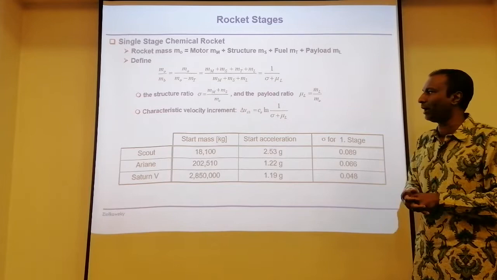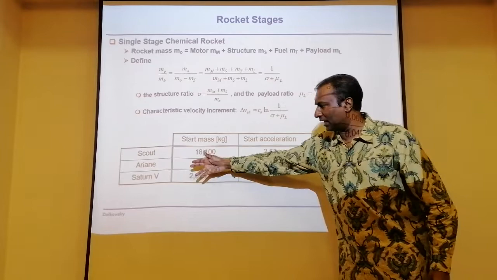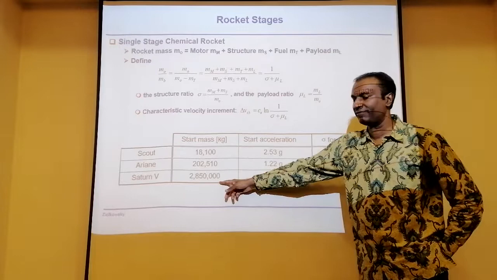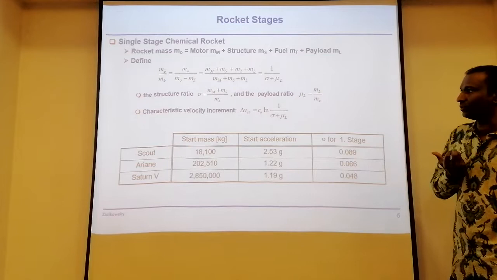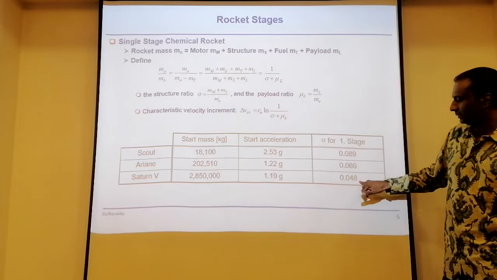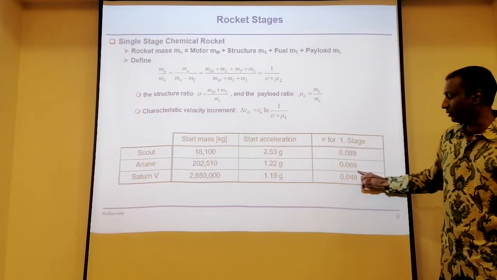So let's see some examples for you. Scout, Ariane, and Saturn 5 must be basically huge. This is a heavy lifter. This is a heavy guy. Alright, if you look at the start acceleration and you look at the sigma, now this is what I want to discuss a bit. Just now I told you that you would like sigma to be lesser and lesser, right? So this sigma is the least compared to the others. So this is good news.